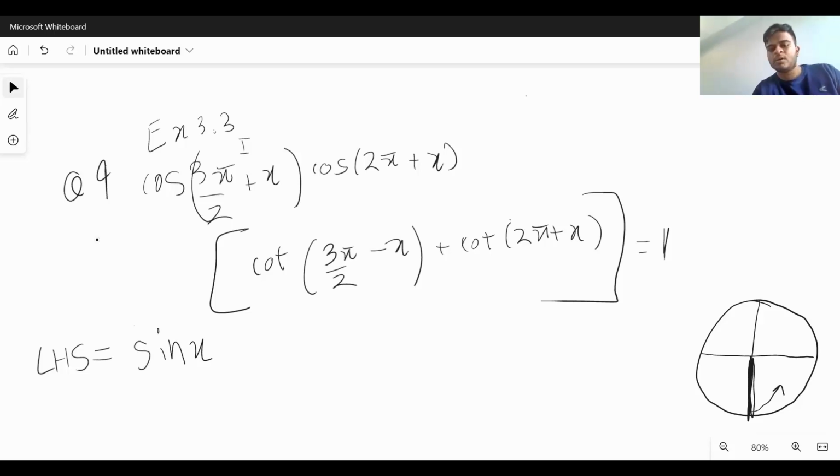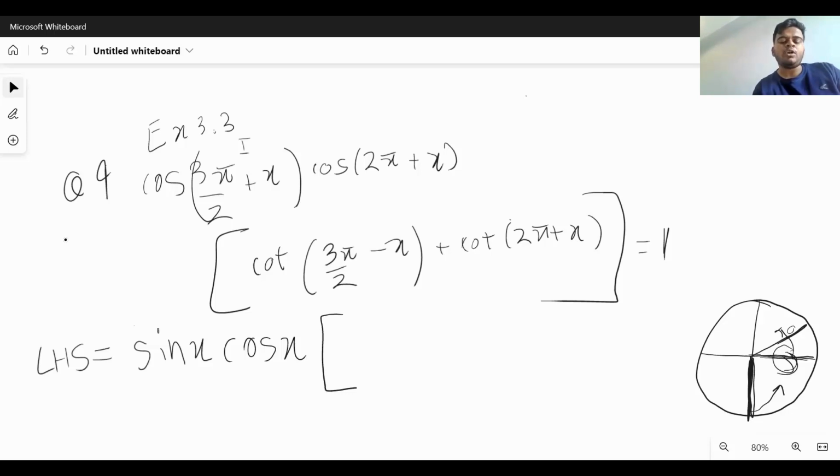Correct? Cos(2 pi plus x) is located in the 1st quadrant. Because the reference line is a multiple of pi, we won't change the cos function. It will remain cos, and as it is in the 1st quadrant, the sign also is going to be positive. Correct? So just cos x.